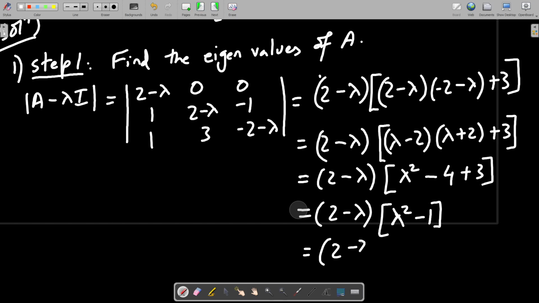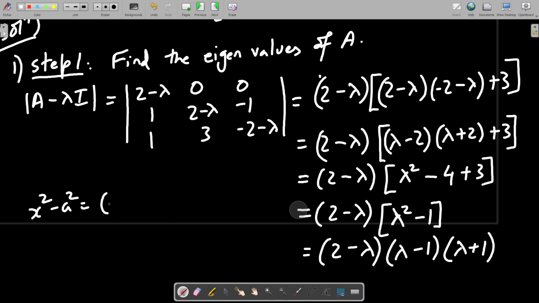This is 2 minus lambda. This can be written as lambda minus 1 into lambda plus 1. You all know this factorization, no? I'll just write it up for those of you who have forgotten. X square minus a square is equal to x minus a into x plus a. Okay, just keep these things in mind, easy things.